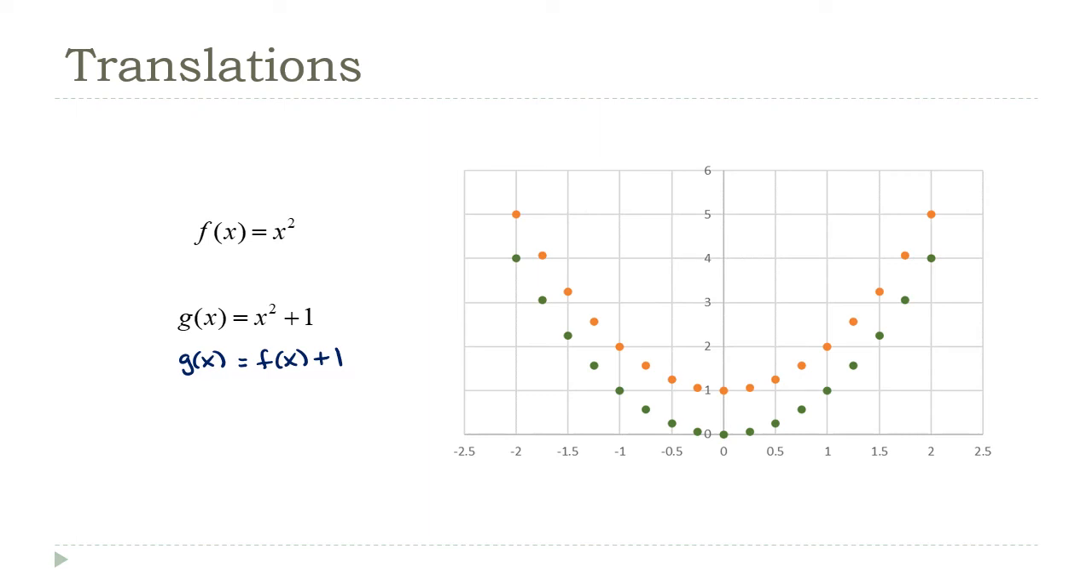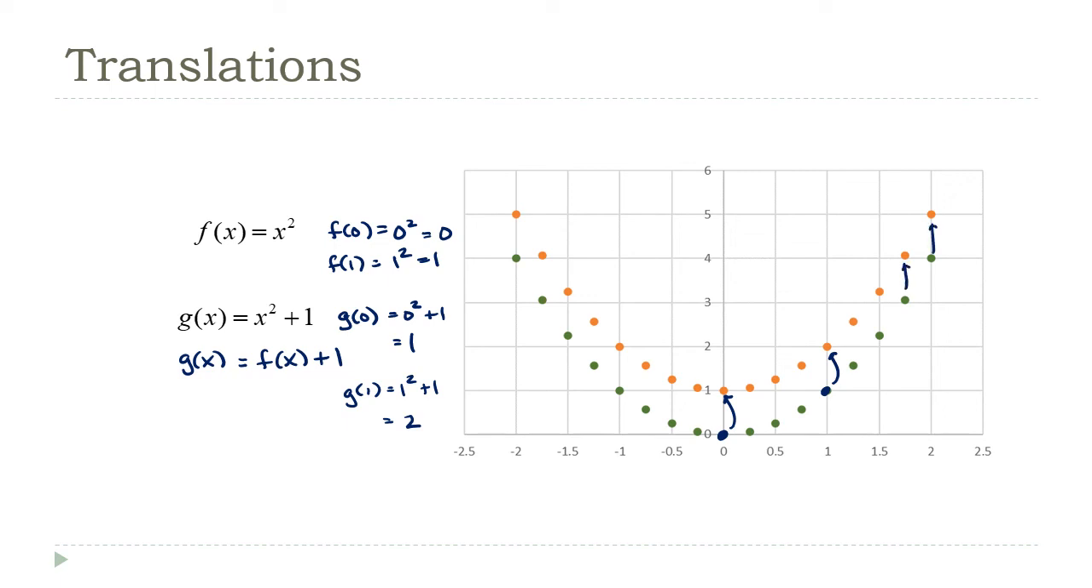Again, I've got my two graphs here, and I just did individual dots. Let's see what's happening, and let's pick a couple of points to highlight. f of 0 is 0 squared, which is 0, and g of 0 is 0 squared plus 1, which is 1. So this point that was at the origin got pushed up to (0, 1). Let's try one more. f of 1 is 1 squared, which is 1, and g of 1 is 1 squared plus 1, which is 2. So this point that was right here has now gotten moved up 1. If you take a step back and look at the graph as a whole, you see that's what's happening here. Every point got pushed up 1 unit.